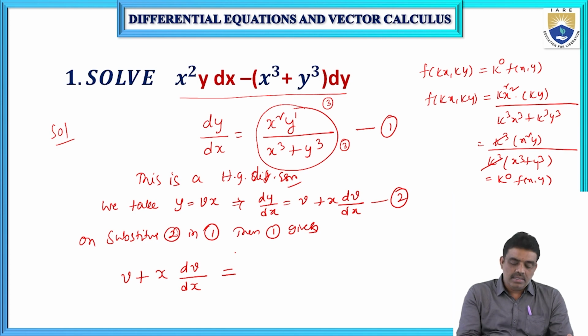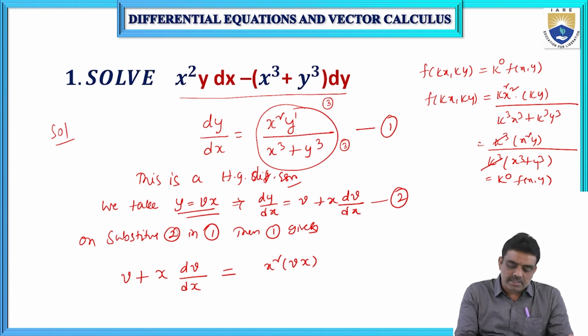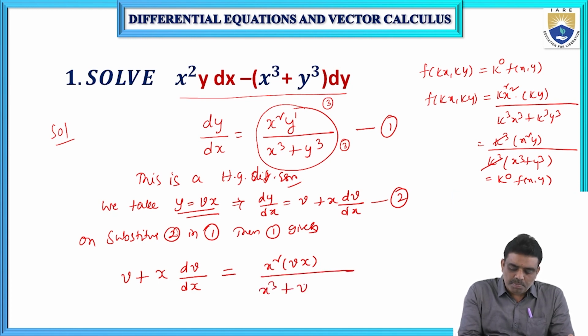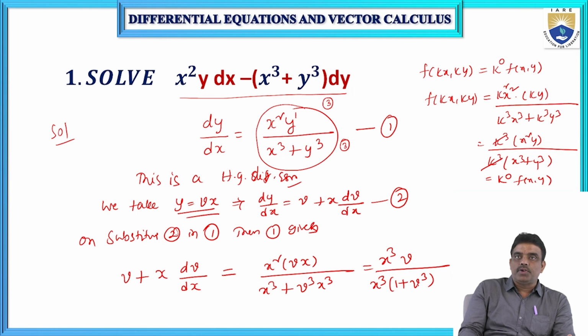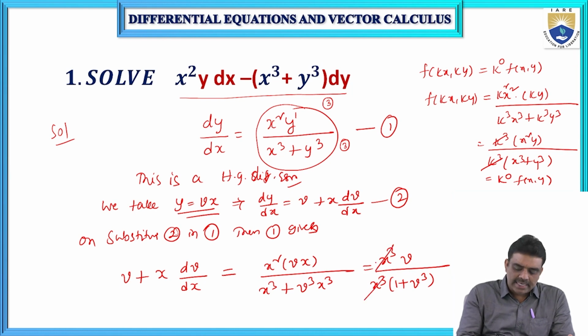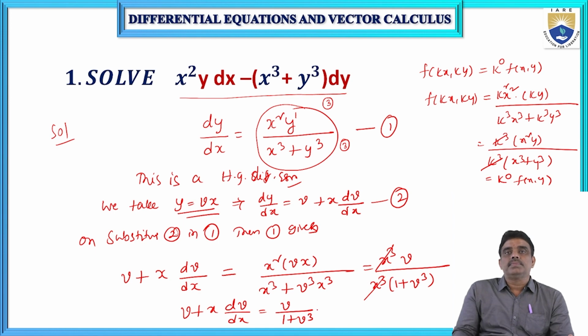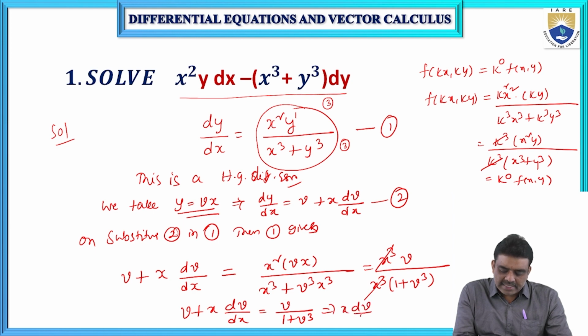On the right hand side it is x square, y replaced by vx, by x cube plus v cube into x cube. Or I can write it as x cube into v by, on taking out x cube in the denominator, x cube into 1 plus v cube. So this and this will get cancelled. So what we will get is v plus x dv by dx is equal to v by 1 plus v cube. So on moving v to this side, x dv by dx is equal to v by 1 plus v cube minus v.